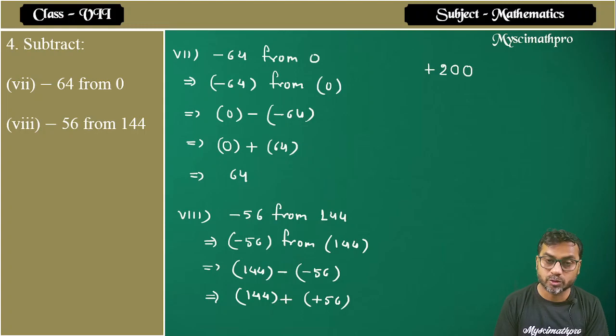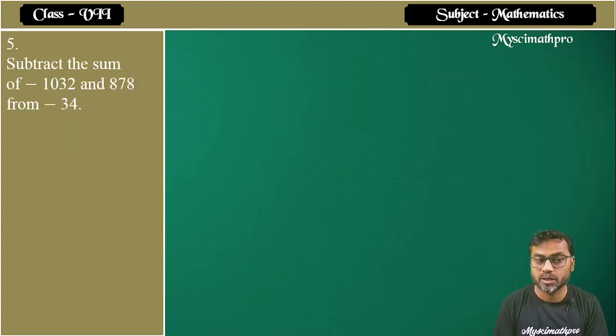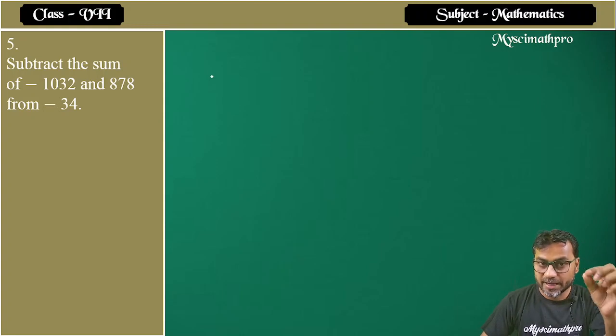And now I am going to solve question number 5 for you. Student, क्वेश्चन नंबर 5 बहुत ही इंपॉर्टेंट क्वेश्चन है, कई बार एग्जाम में पूछ चुका है, तो मैं कहना चाहूंगा कि इस क्वेश्चन को आप बार बार प्रैक्टिस करिए. सो लेट्स सॉल्व दिस क्वेश्चन. सो स्टूडेंट, the question is subtract the sum of minus 1032 and 878 from minus 34. So student, इस क्वेश्चन में दो पार्ट है.